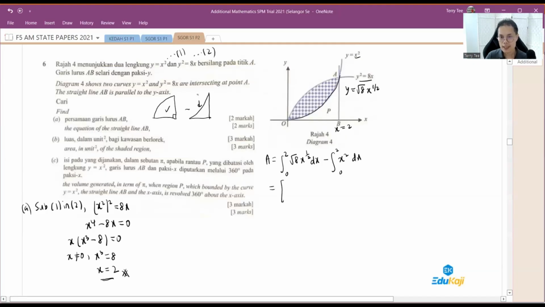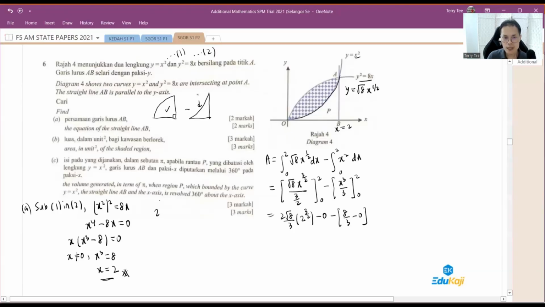Okay, so when you integrate x power half, remember we have to increase the power by 1. Half plus 1 is 3 over 2. Divide by 3 over 2, and then lower limit 0, upper limit 2. When you integrate x power 2, it is x power 3 over 3, 0 to 2. Now let's take this and flip it up. When you flip it up, you have 2 square root 8 over 3. Let's put 2 inside: 2 power 3 over 2, then you minus 0. Zero is the easiest because everything else is 0. Now let's put 2 inside here: 2 power 3 is 8, over 3, minus 0.